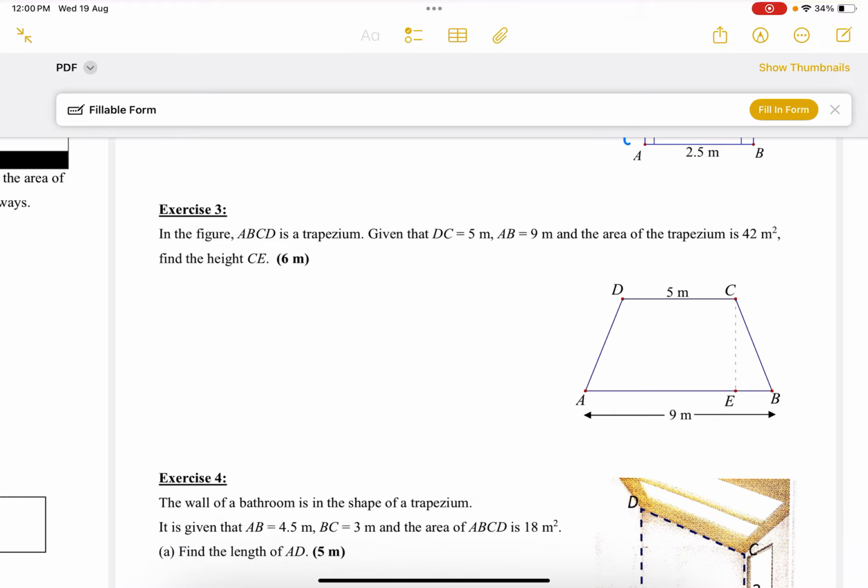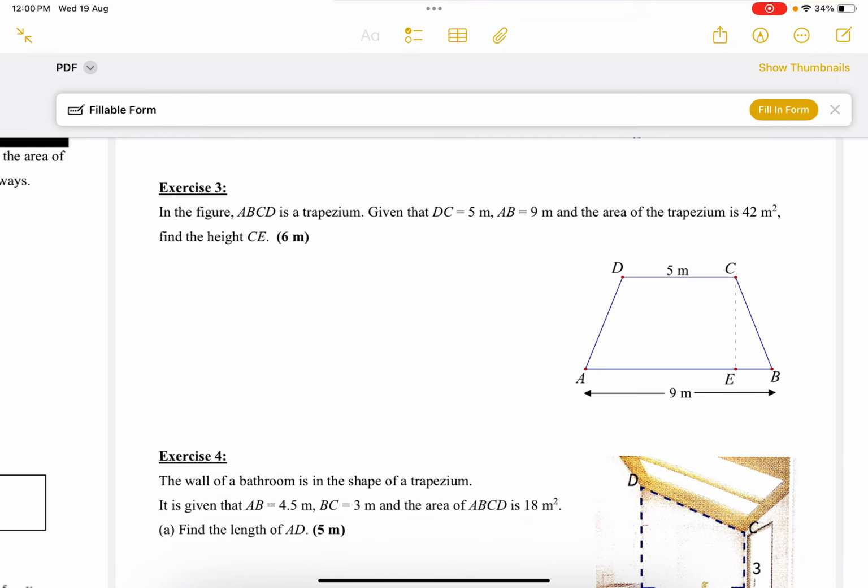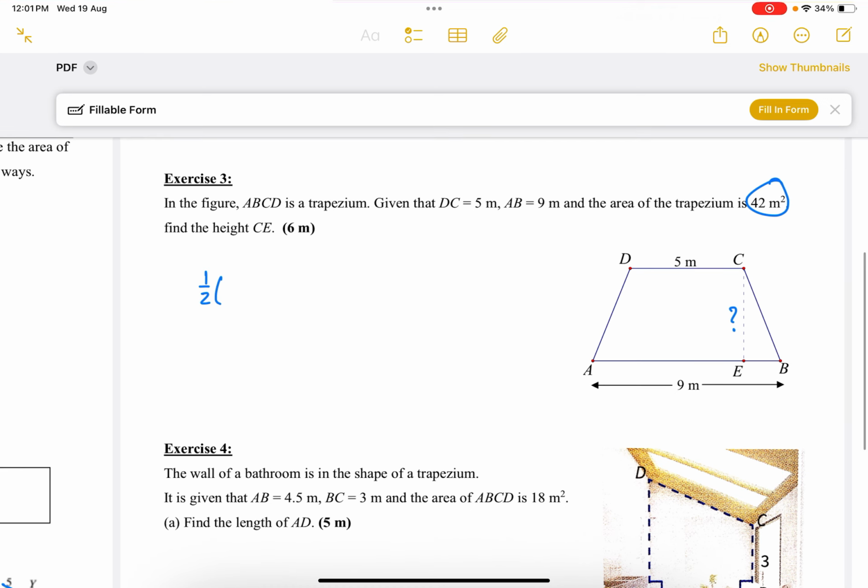Next one, exercise 3. Again, this time they give you the parallel sides, 5 and 9, but they do not tell you the height, CE, but they give you the area. Okay, so I will try this with you. Once you understand the question, come up with a plan. It is definitely related to the formula for area of a trapezium, given to be half times the sum of the parallel sides, 9 plus 5, multiplied by the perpendicular height, CE, which we don't know what it is. And this area is supposed to be 42. That's provided in the question.